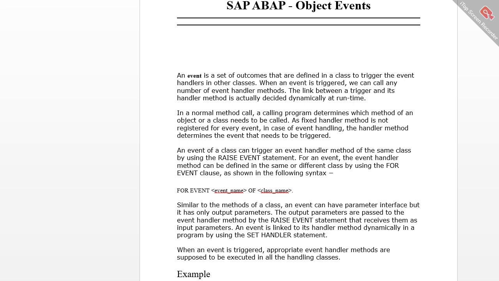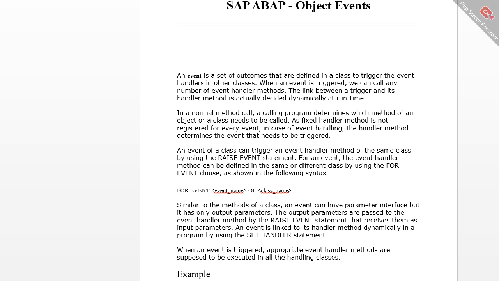Similar to the methods of a class, an event can have a parameter interface, but it has only output parameters. The output parameters are passed to the event handler method by the RAISE EVENT statement, which receives them as input parameters. An event is linked to its handler method dynamically in a program by using the SET HANDLER statement.